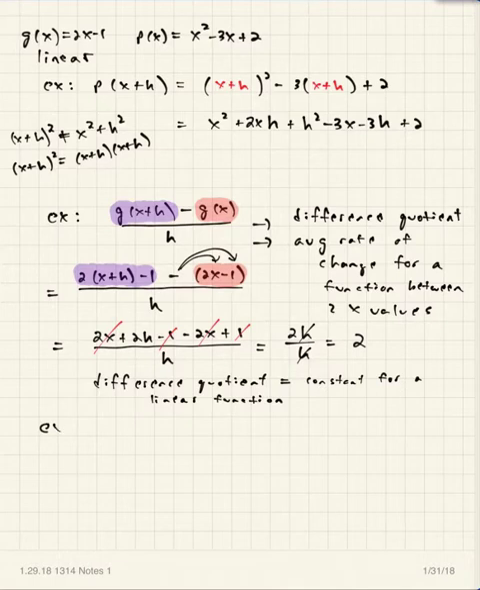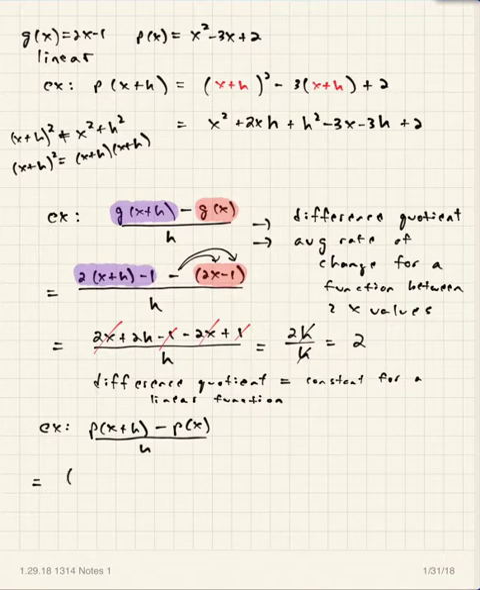So let's look at our p of x up there. So p of x is x squared minus 3x plus 2. So let's look at p of x plus h minus p of x all divided by h. Let's look at the difference quotient for the function p. So I don't do anything different. I evaluate p of x plus h. I evaluate p of x. I subtract them.